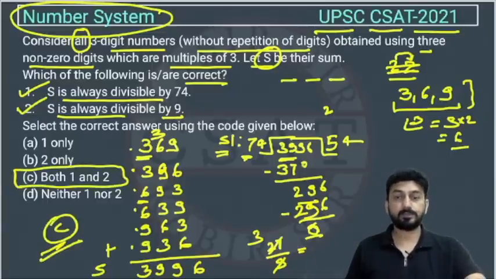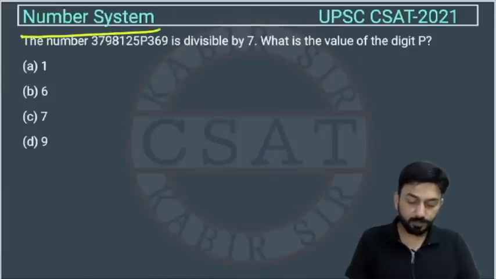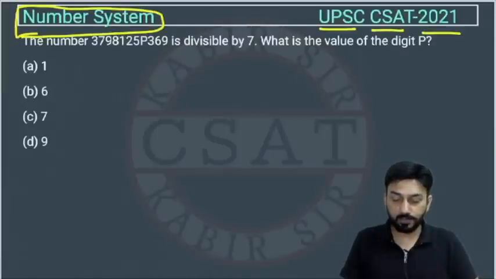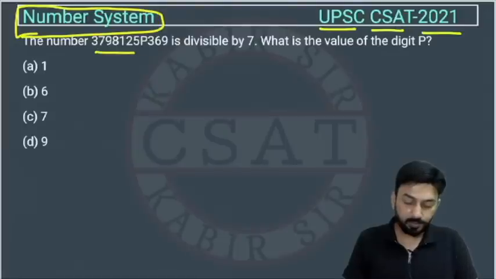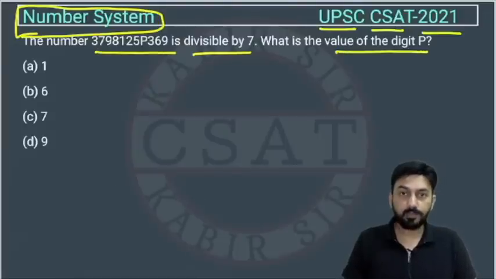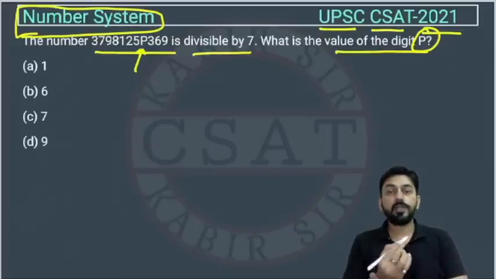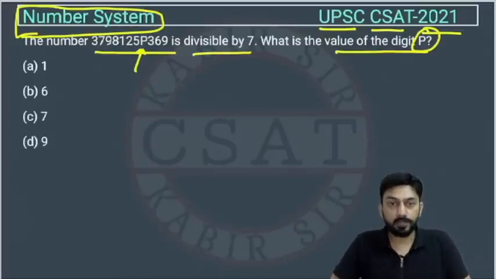This is a question from the chapter Number System, asked by UPSC in the CSAT paper of 2021. The given number is divisible by 7. What is the value of digit P? So we have to find P. So here the number is given and it is divisible by 7. So we will apply the rule of divisibility by 7 and through it find the value of P.